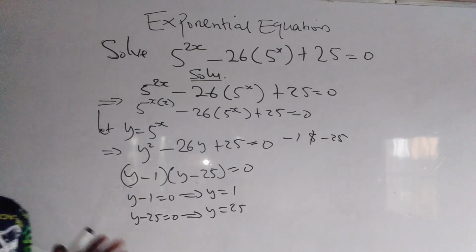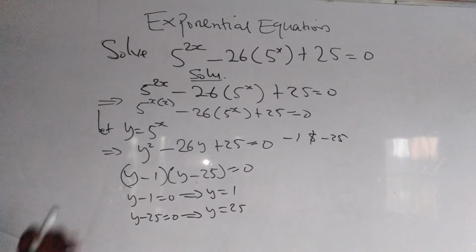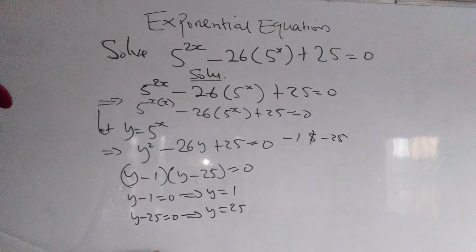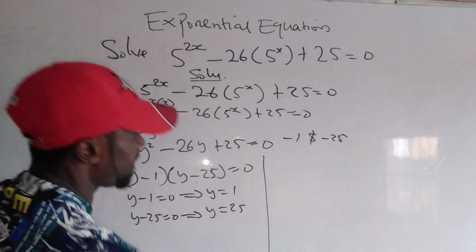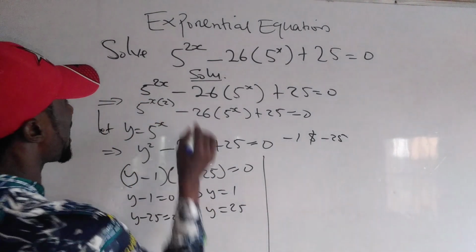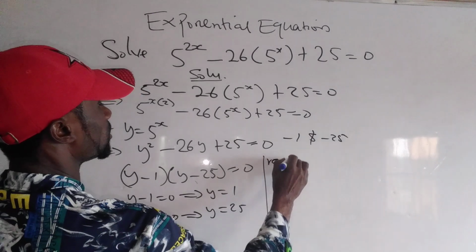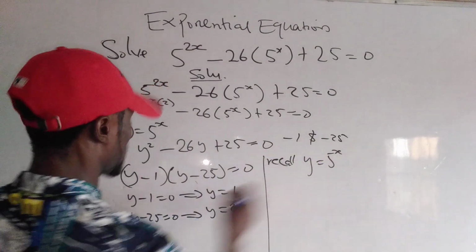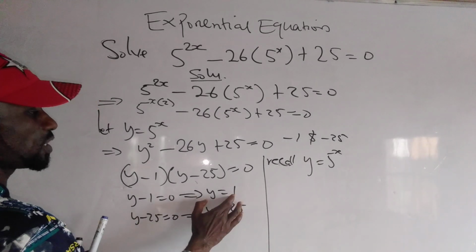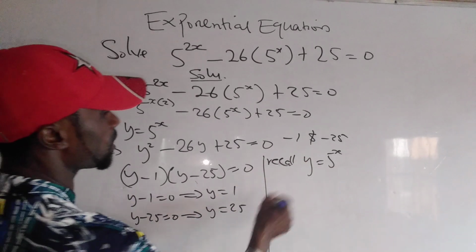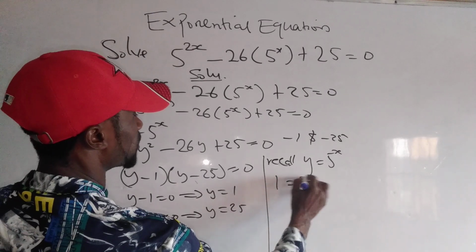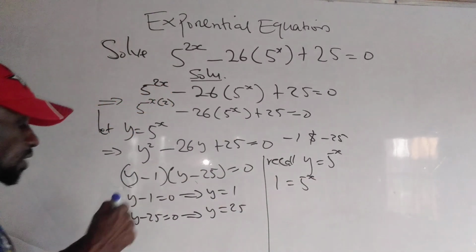Okay, now, in the original equation, they did not ask us to look for the value of y. The main thing is that we're looking for the value of x. So how do you obtain the values of x? We obtain the values of x by recalling the fact that y is equal to 5 raised to the power of x. So at this point, I'm going to use these values to substitute y. For the first one, when y is equal to 1, I'll put 1 is equal to 5 raised to the power of x.